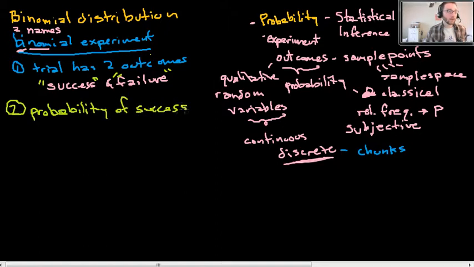And known. We have to know it, really, to be able to model it. Probability of success is fixed at P, where P is between 0 and 1. Okay, so that's a probability.